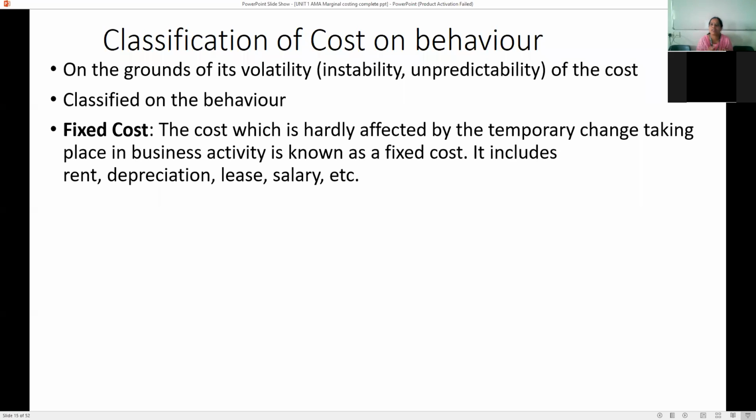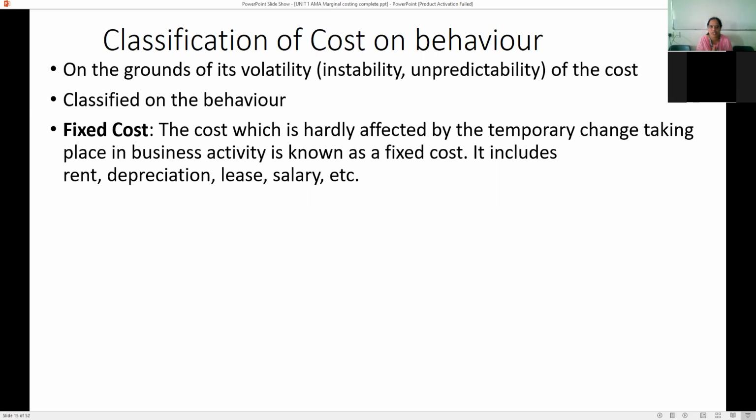Examples of fixed cost are rent, depreciation, lease, salaries, etc. Example, rent. Irrespective of the number of items stored in the storehouse, you are going to pay the rent. So it is fixed. Irrespective of whether you're using the godown or not, you have to pay the rent. You are storing 1 unit, or 100 units, or above the capacity, you are going to pay the same rent. That is why it is called fixed cost.